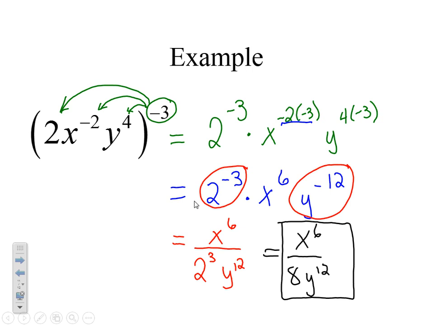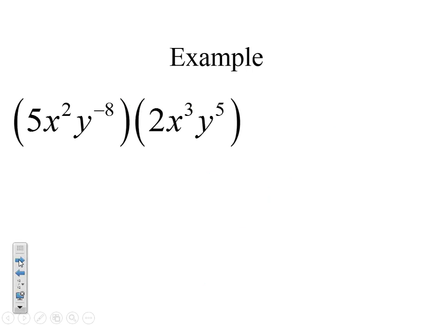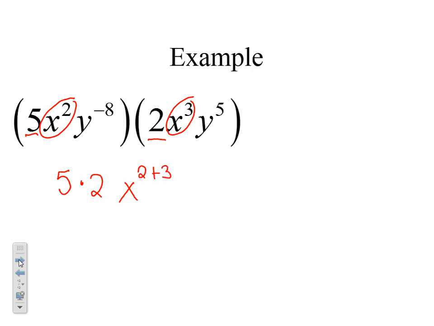All right, ladies and gentlemen, we have one more example and then we're done for the day. So I have these two multiplied times each other, 5x squared, y to the negative 8, times the quantity 2x cubed, y to the 5th. So my numbers are just being multiplied, so I have 5 times 2. Now I have x squared and x cubed. So I have two numbers that are being multiplied with the same base. So that means I'm going to add my exponents. So it's going to be x to the 2 plus 3. And then I have y to the negative 8 and y to the 5th. Same base, so I can add my exponents. So it's going to be y to the negative 8 plus 5.